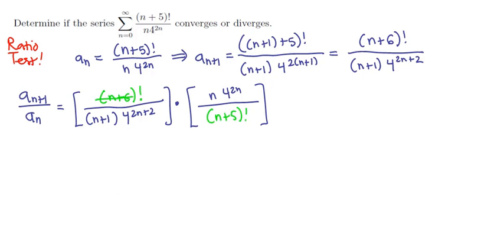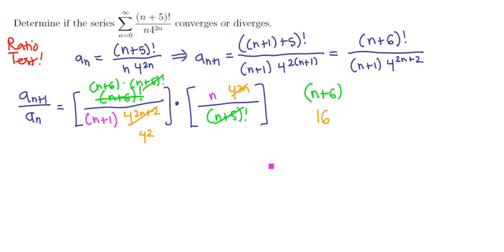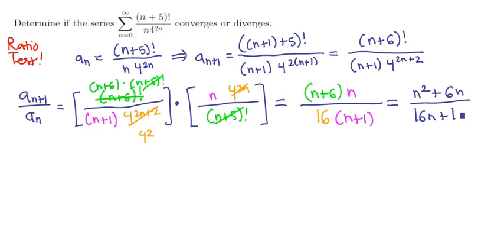And now let's see if we can get some cancellations. The first thing to note is that these factorials can be canceled. (n plus 6)! is n plus 6 times (n plus 5)!, and so those cancel, leaving us with an n plus 6 in the numerator. Next, let's focus on these terms here. 4 to the 2n goes into 4 to the 2n plus 2, 4 to the 2 times, and so that's going to leave us with a 16 down below. These remaining terms in pink don't cancel, so we have an n and an n plus 1. And so this will be our formula for a(n+1): it's n squared plus 6n over 16n plus 16.